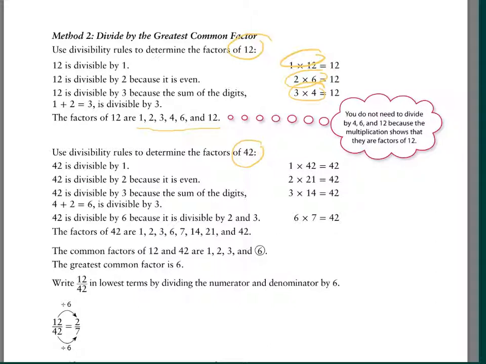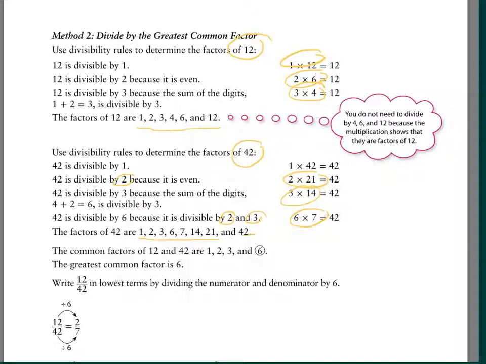Same idea for 42. We know everything's divisible by 1, of course. We know 42 is even, so we know 42 divided by 2 is going to be 2 times 21. We know it's divisible by 3 because 4 plus 2 is 6. So we get 3 and 14. And then 42 is also divisible by 6 because the rule for 2 and the rule for 3 work. 6 times 7 is 42. So all the factors of 42 are 1, 2, 3, 6, 7, 14, and 21, and also 42.